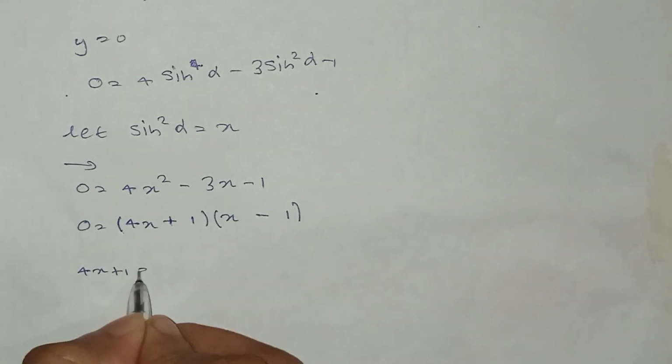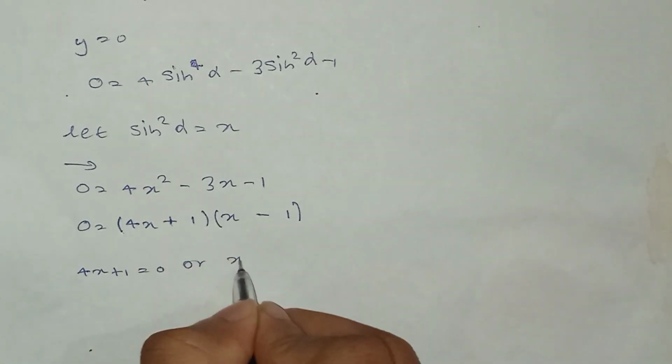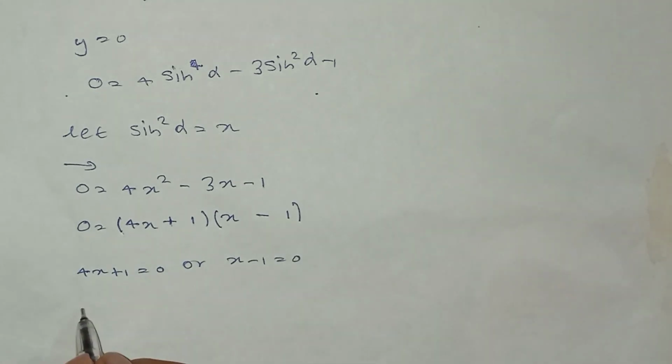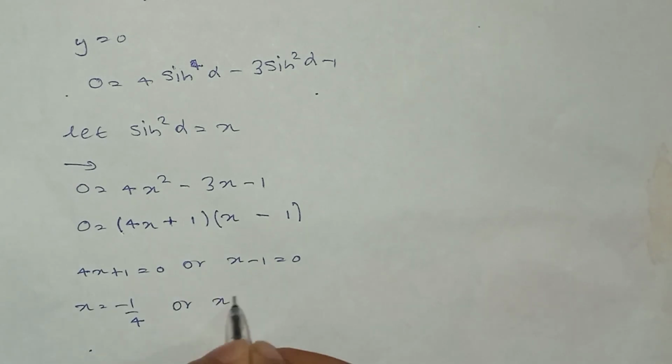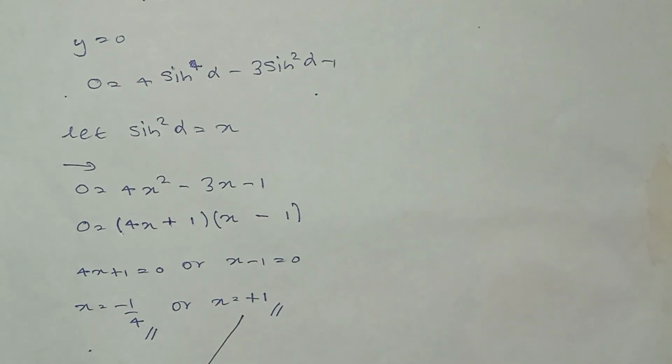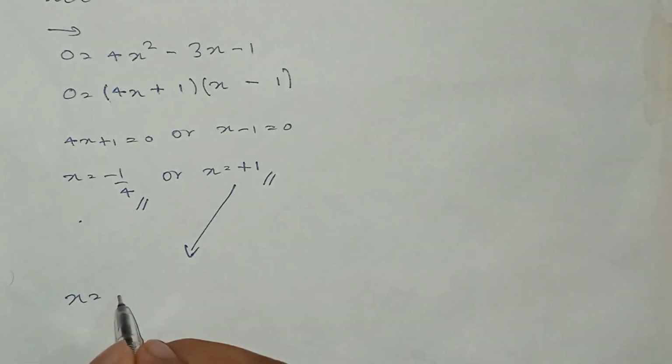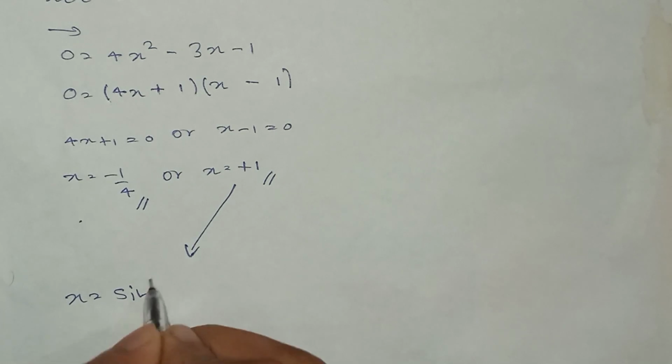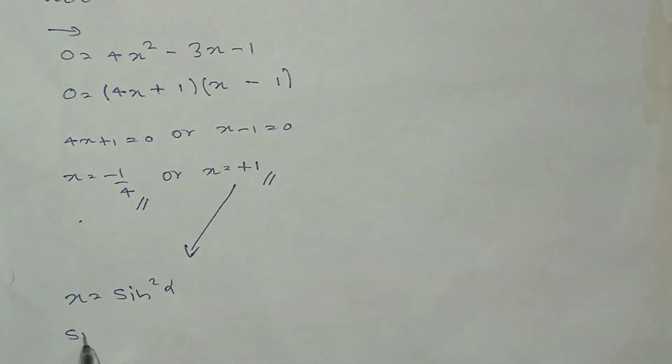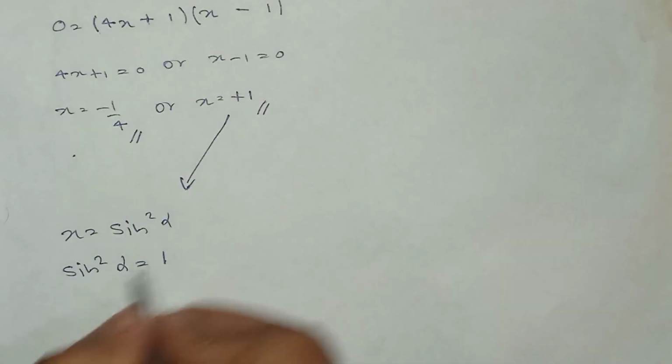Then 4x plus 1 should be equal to 0 or x minus 1 should be equal to 0. x equals minus 1 by 4 or x equals plus 1. I think you can remember that x equals sin squared alpha. Sin squared alpha can't be a negative value. Then we select x equals plus 1 as sin squared alpha. Now we can simplify: sin squared alpha equals 1.